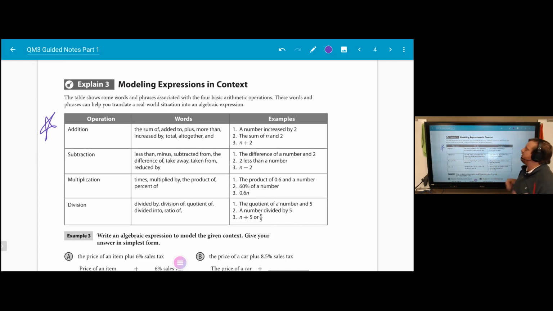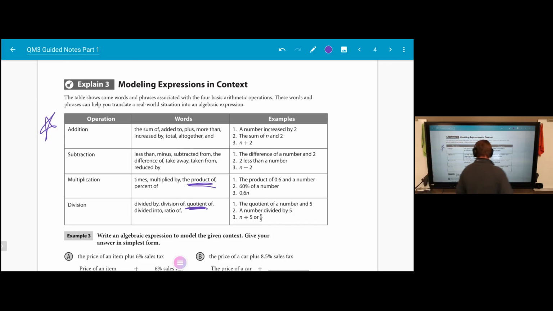Sum, added to, plus, more than, increased by, total, all together can indicate addition. Subtraction: less than, minus, subtracted from, the difference of, take away, taken from, reduced by. And you've got some examples over here. Multiplication: times, multiplied by, the product of. That's an important one to remember. Product of and percent of. And division: divided by, division, quotient, which is not a common one that you've always heard, and divided into, or ratio of.